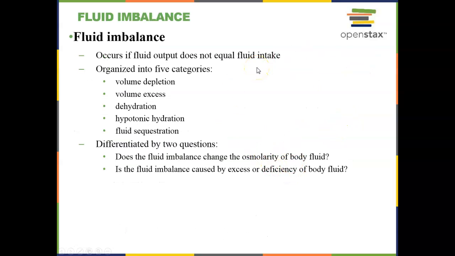And then fluid imbalances occur when the fluid intake and fluid output are not the same, or the fluid is not sequestered properly, or is not properly balanced throughout our body. So we have the right amount of fluid, but we have more fluid in one region than we're supposed to have. And so we can determine the type of fluid imbalance by two basic questions. So does the fluid imbalance change the osmolarity? And is the fluid imbalance caused by an excess or deficiency of fluid?